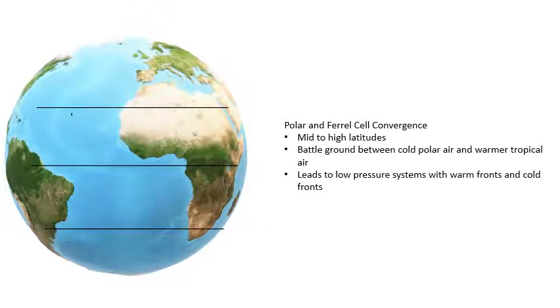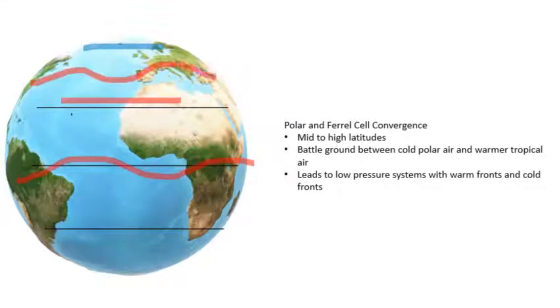So now we look at what happens at the polar and Ferrel cell convergence area. And what we've got to remember is that we have the cold air from the poles up here, and then we have the warm air from the tropics down here. Now if you remember, we had the intertropical convergence zone, which goes a little bit like that. Now what this means is that we then start to get these ripples forming here.